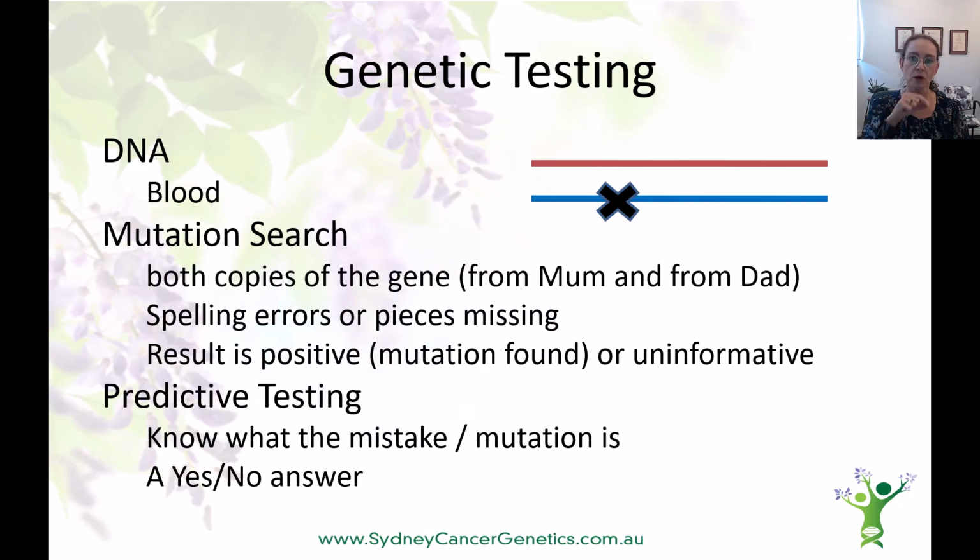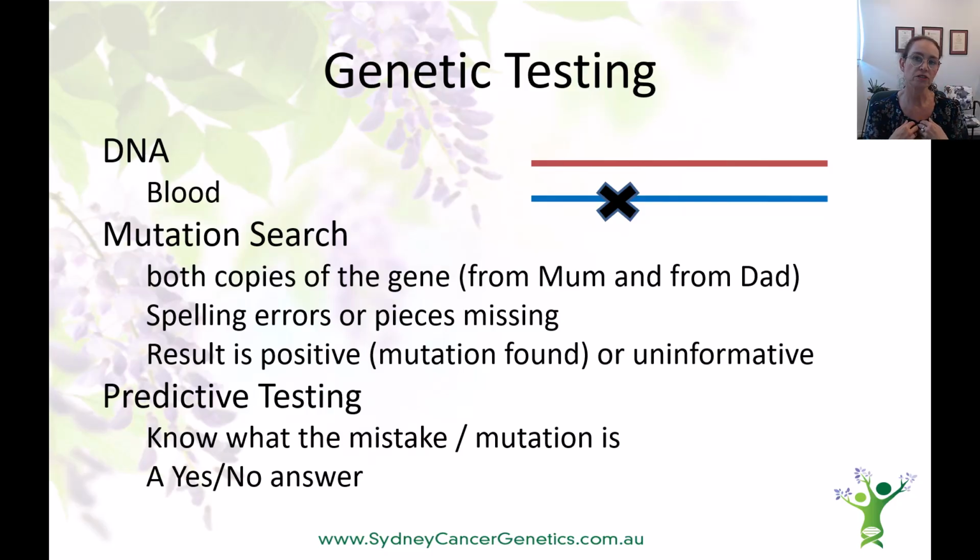And once we know which book, which chapter, which word, then we can offer the test to another blood relative. In fact, you may be having your testing looking for a mistake that we already know about in a blood relative. That kind of testing is called predictive testing because it's very yes, you carry that same change, or no, you don't. So a predictive test is a very yes or no type of test.